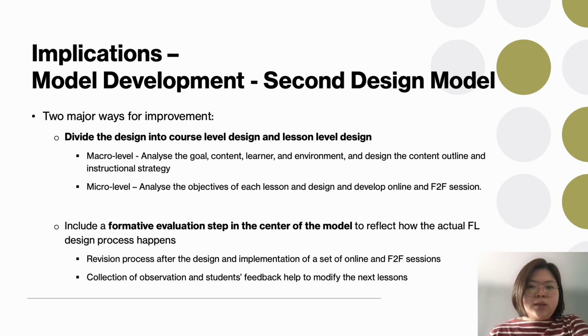The flipped learning design model was first validated via 2 rounds of model usability tests. After the validations and review, there are 2 major ways for improvement. The first was about designing lessons and courses at different levels. It was thought that this needed to be separated because designers often do different duties for each level of design. Second was to include a formative evaluation step in the center of the model to reflect how the actual flipped learning design process happens. This can be done through a revision process, collections of observations, and students' feedback.